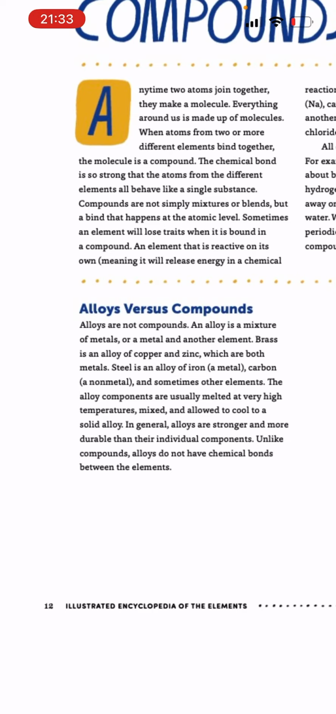Alloys versus compounds. Alloys are not compounds. An alloy is a mixture of metals, or a metal and another element. Brass is an alloy of copper and zinc, which are both metals. Steel is an alloy of iron, a metal, carbon, a non-metal, and sometimes other elements. The alloy components are usually melted at very high temperatures, mixed, and allowed to cool to a solid alloy. In general, alloys are stronger and more durable than their individual components. Unlike compounds, alloys do not have chemical bonds between the elements.